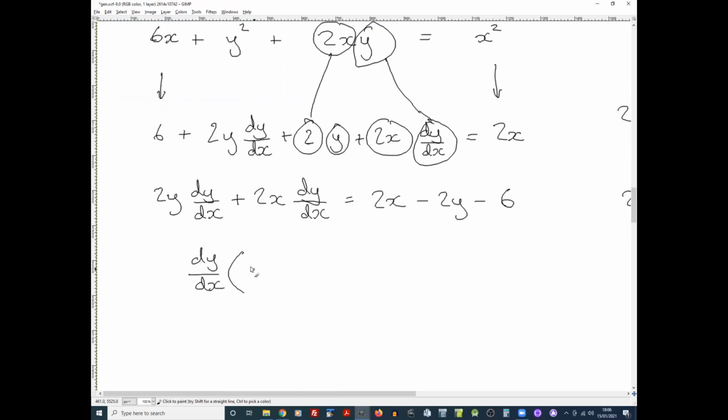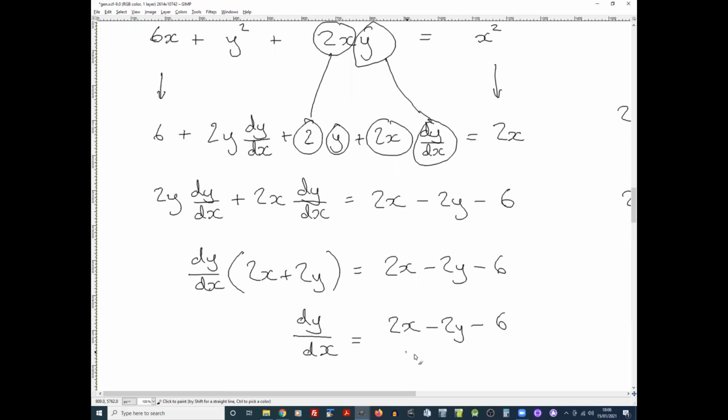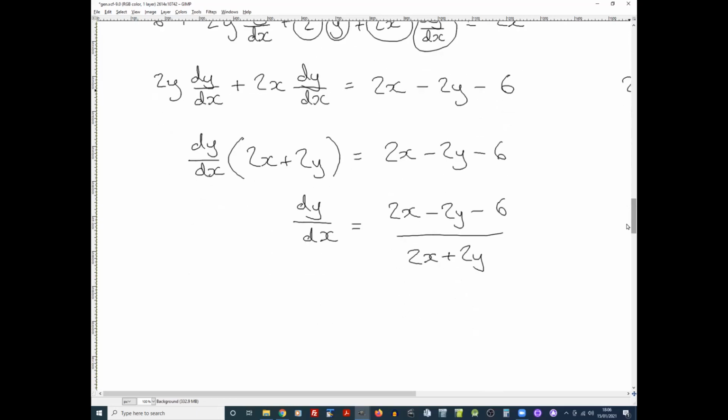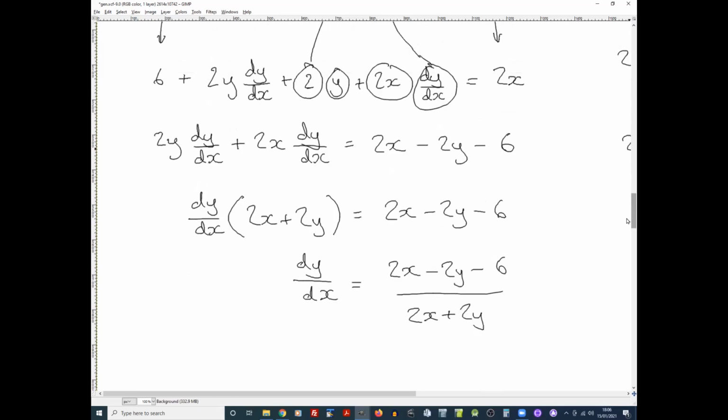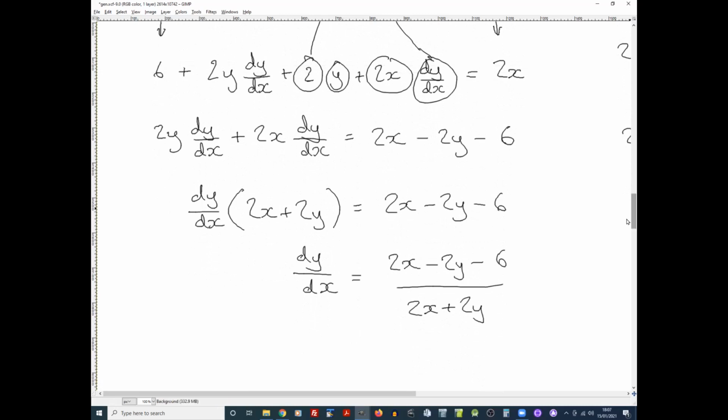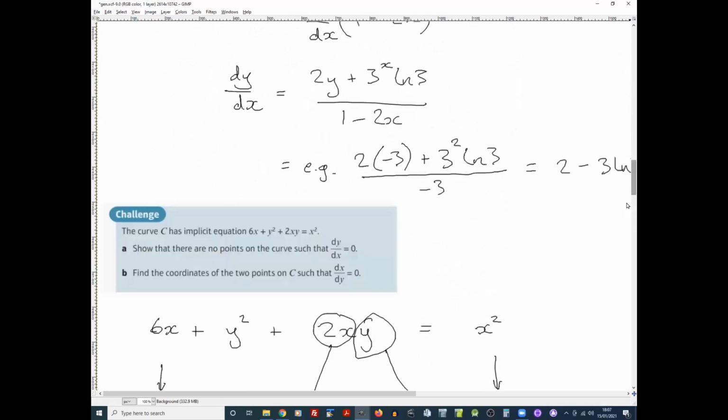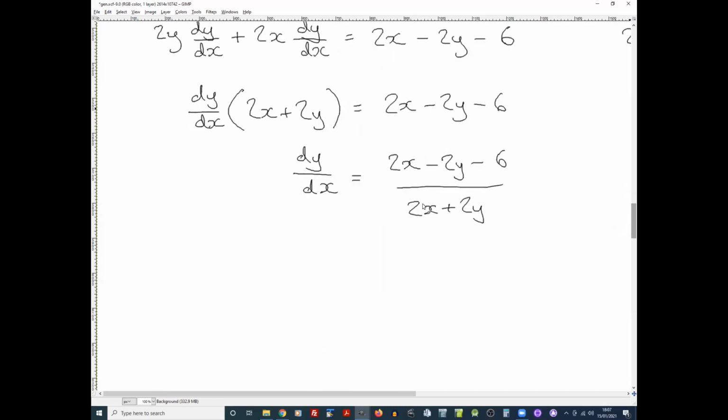And then, very good, dy over dx, and then brackets 2y plus 2x. Yep, then still equals the same thing, and just dy. Cool, yeah. I have 2x minus 2y over minus 6 over 2x plus 2y. Brilliant. And then we need to prove there were no points on 0. Right, so show that that's never equal to 0.